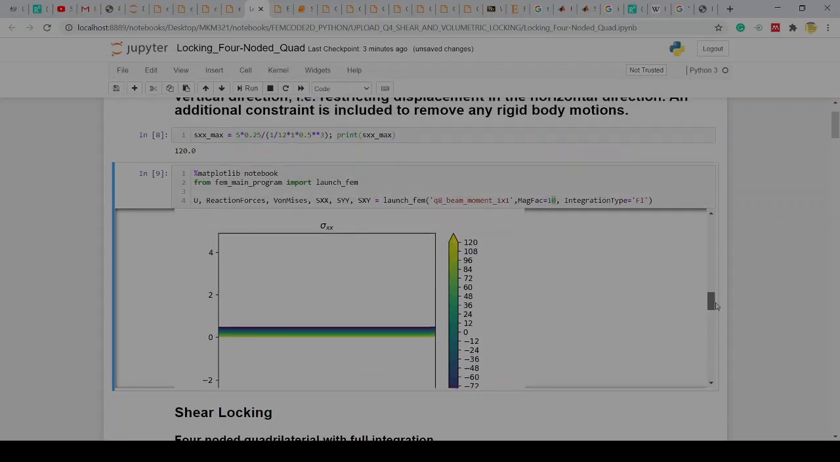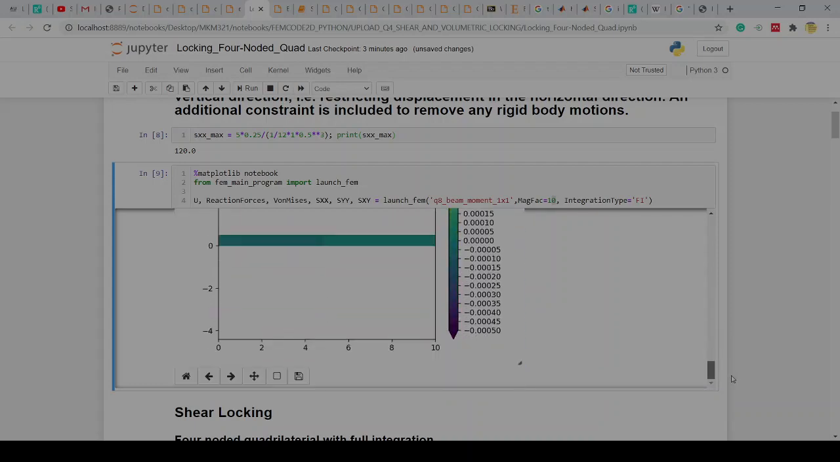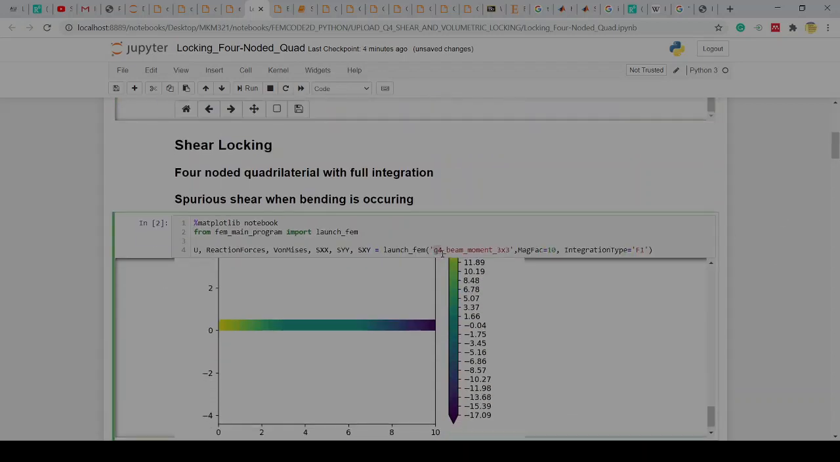You see this is exact. So what I want to show you is that with one Q8 element, I can model a pure bending problem exactly. This is not an approximation or anything. Look at sigma yy 0, sigma xy 0. No shear, nothing weird going on. Exact solution. Let's change from the Q8 to the Q4 element and see what happens. So now I'm going to model this with a Q4 element.